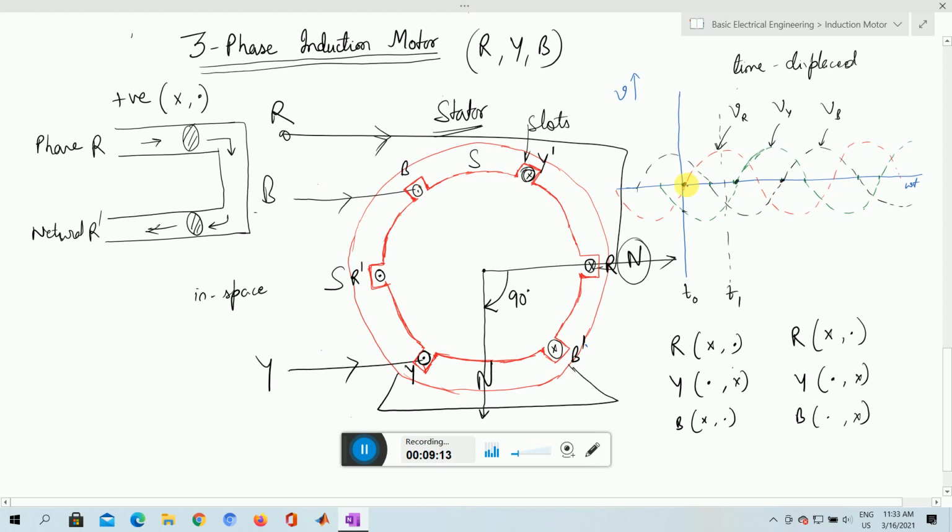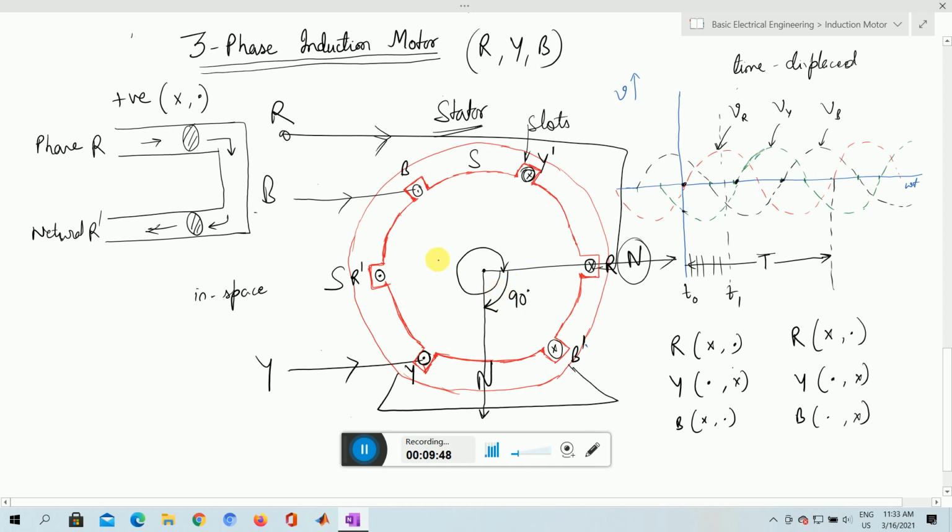Similarly, if you have one rotation of the R phase in one cycle, this one cycle is the time period, and in one cycle this north pole will also make a complete 360 degree rotation. That means at time t0, and subsequently if you take a different instant of time, the position of this north pole is changing and it is making a circular direction like this.